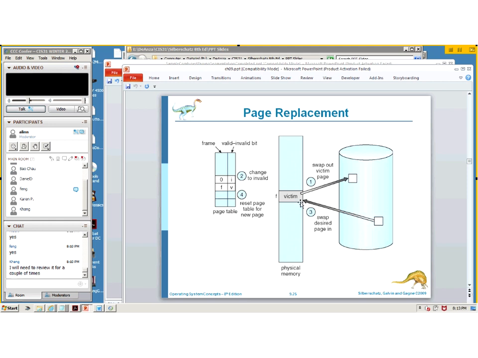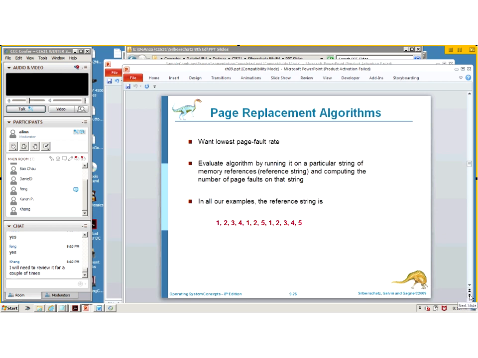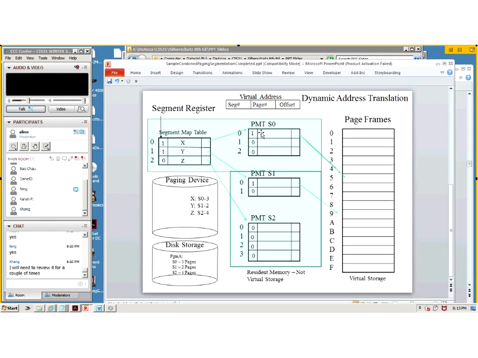So now we're talking about, well, how do we pick the victim? There are page replacement algorithms, of course, different kinds. We want the lowest page fault rate. Evaluate an algorithm by running it on a particular string of memory references and computing the number of page faults on that string. When a process does a page fault, you can count that because you've got to bring that page into memory.